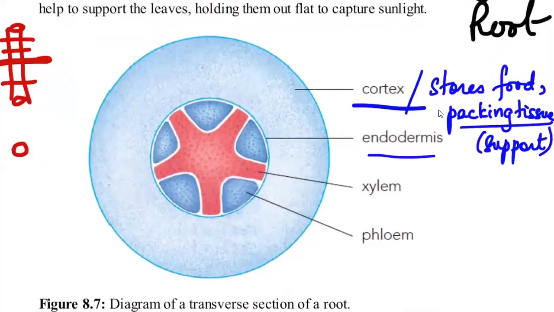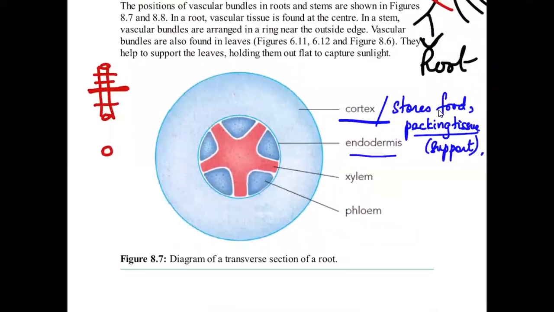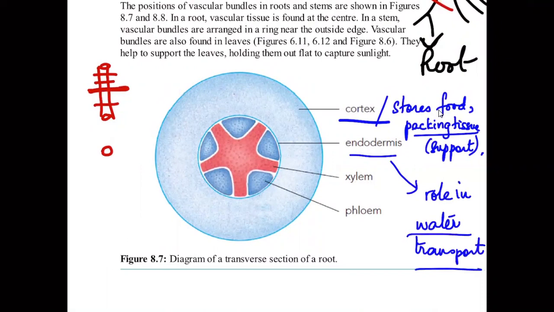This blue line, which you can see. Can you see this thin blue line? This is also a layer of cells that surrounds the vascular bundle and it's known as the endodermis. If you want to know the function of endodermis, I would say it has a role in water transport, but I am not going to go into the details of it. Wait until you get into AS level, and then you will study details about endodermis.